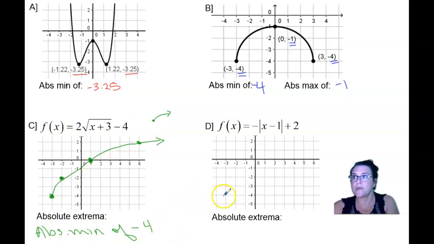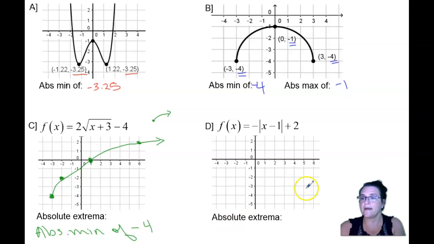Okay, go ahead and pause the video and use transformations to sketch example D here and identify the extrema, the absolute extrema, without using a graphing calculator, just transformations, and then resume when you're ready to check. Okay, so welcome back. Hopefully you took a second to graph example D using transformations.